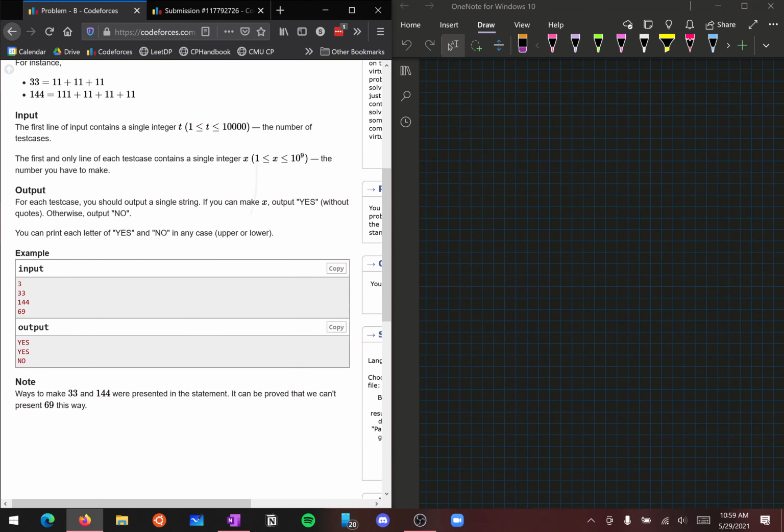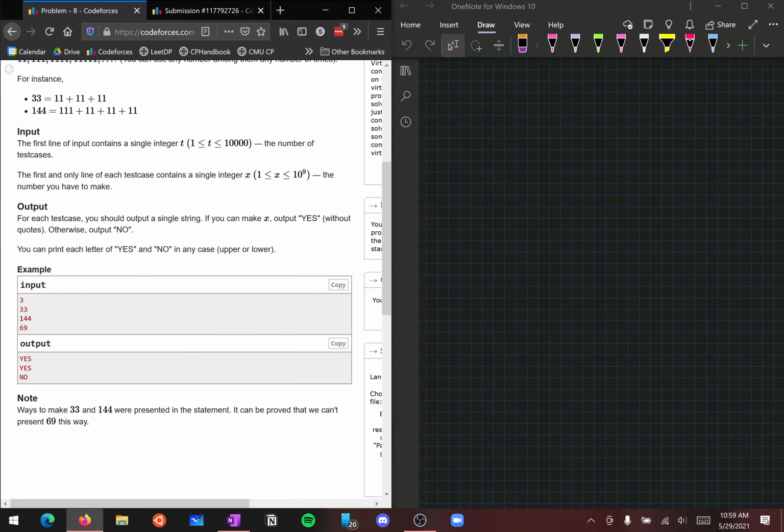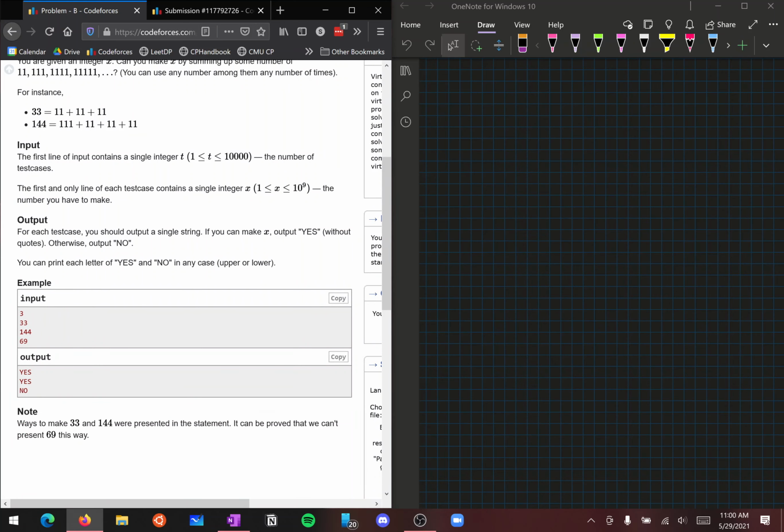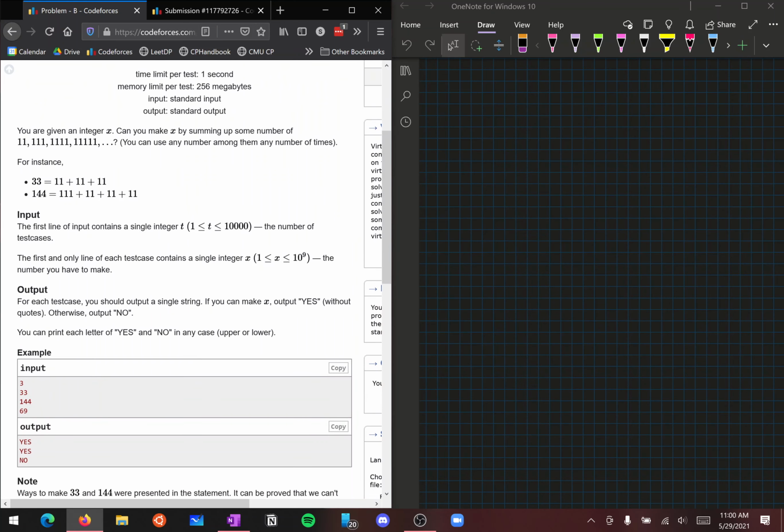So this is problem B, the one that we talked about yesterday. Remember that the key idea here was that the solution is really just a solution to a linear Diophantine equation. So it's 11a + 111b = x, where x is the input.